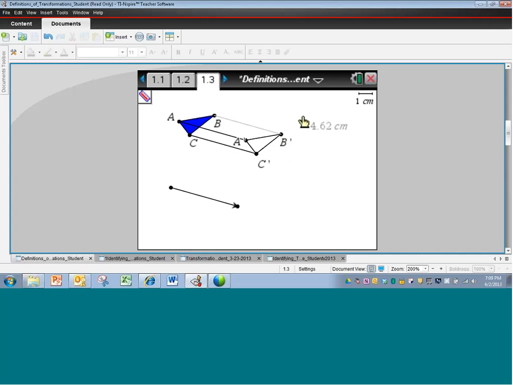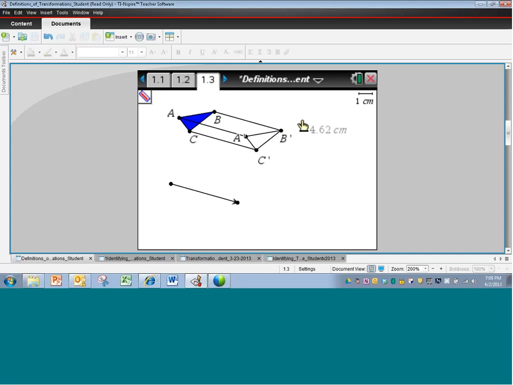I can measure the lengths of each of these segments, B, B prime, A prime, and I'm just going to store these measurements here off to the side so I kind of manage my screen activity here. How would they compare to the length of my vector?